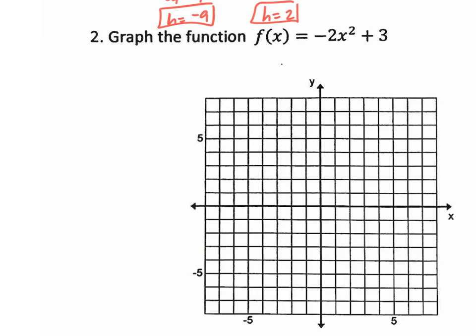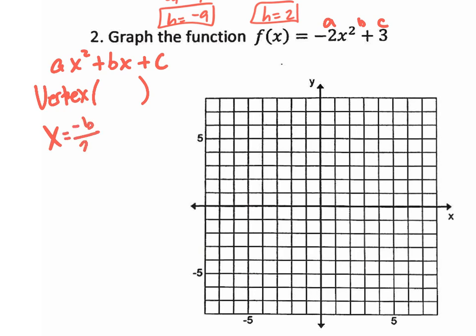Do we want to use standard form or vertex form? Anybody? You know what? I'll explain both, just in case. So standard form is ax squared plus bx plus c. Your a value is negative 2. The b value is not there, but the c is 3. So if you're doing standard form and you want to find the vertex, which is a coordinate, you must use x equals negative b over 2 times a.